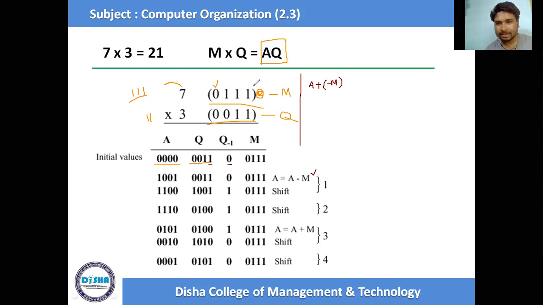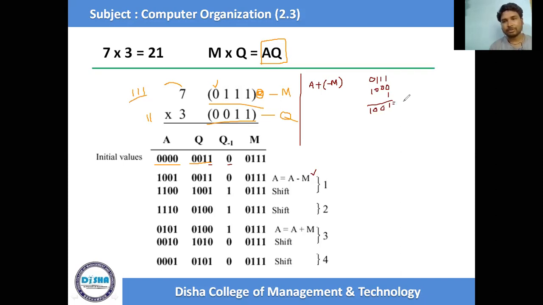Okay, so let's convert it. So 0 1 1 1. First of all, we have to make it a 1's complement form, then we make it a 2's complement form by just adding 1 at the LSB. So it is a 1's complement form. We add 1 here, then it becomes 1 0 0 0. Okay, so it is the negative number. This is the minus M.